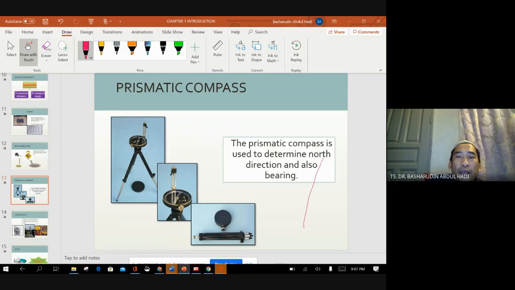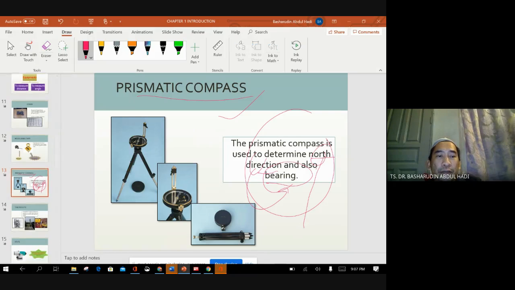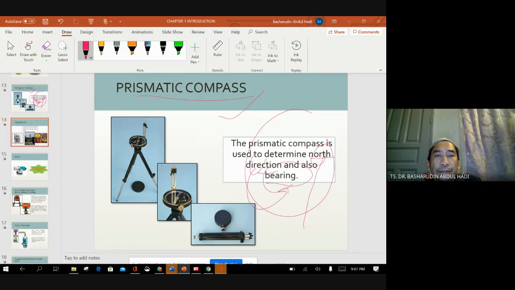And then we are using a prismatic compass. The prismatic compass is used to determine the north direction and bearing. Why do you need the north direction? Because we want to know the bearing. Okay. So with the prismatic compass, you cannot get the horizontal distance. You just measure the angle.